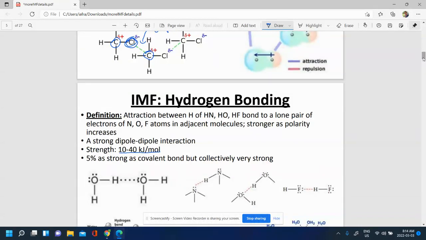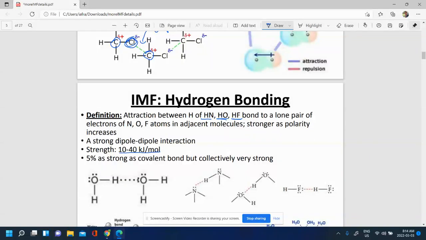Now, another type of intermolecular force is called a hydrogen bond. This is a type of dipole-dipole interaction. It is a dipole-dipole, but it's stronger than a regular dipole-dipole, so we give it its own name, call it the hydrogen bond. And how do you know when you can have it? Well, if you have polar molecules that have these special groups, HN, HF, HO, then generally you can have hydrogen bonding that happens.